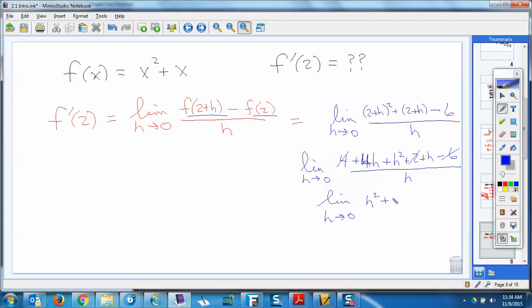h squared plus 5h over h. I can divide both of those, or I can factor out an h. No matter what, I'm going to end up with h plus 5, right? h squared divided by h is h. 5h divided by h is 5. Or factor out an h on top and cancel it. Now we can put a 0 in for h. The answer.